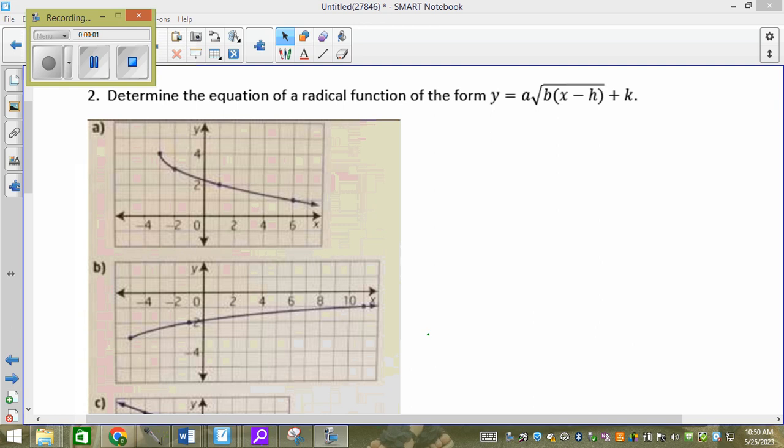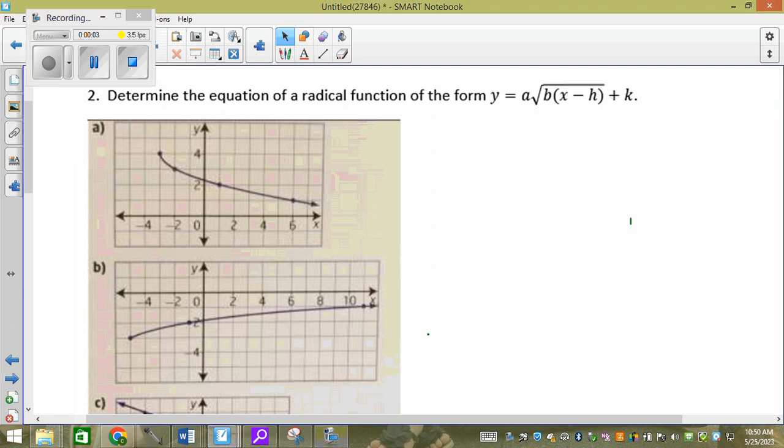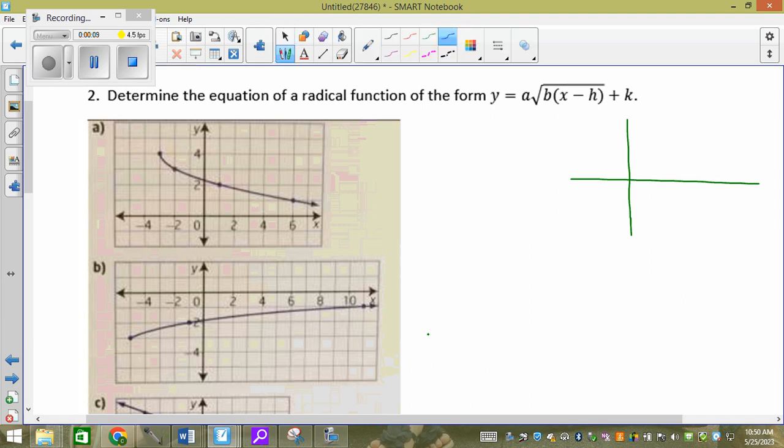So when we look at a graph, the basic radical graph, you don't have to draw this, I'm just reminding you. It was at 0, 0, 1, 1, 4, 2, 9, and 3, and it went like this. Do you agree? That's your basic radical graph.